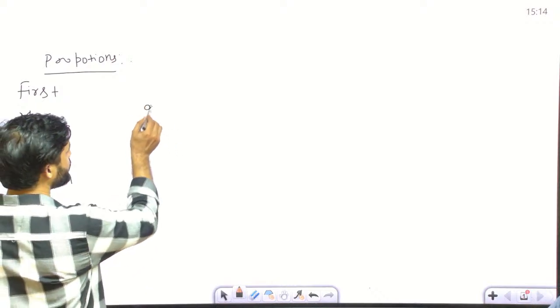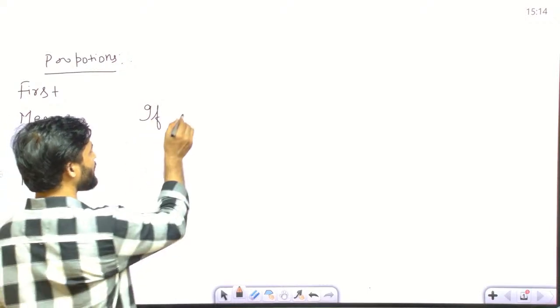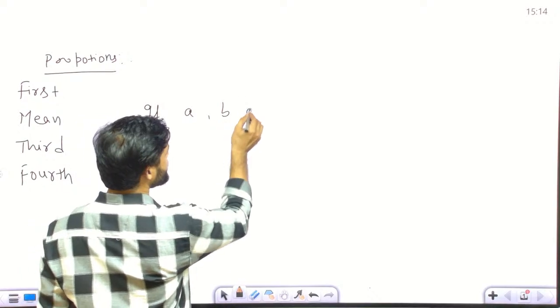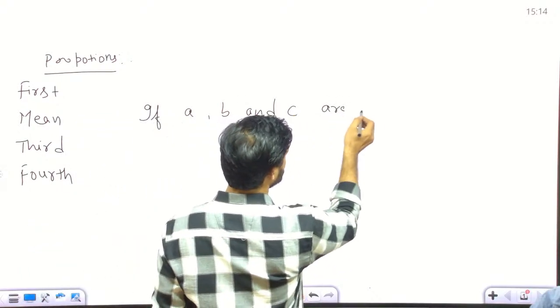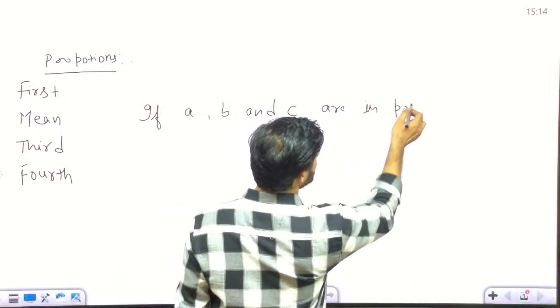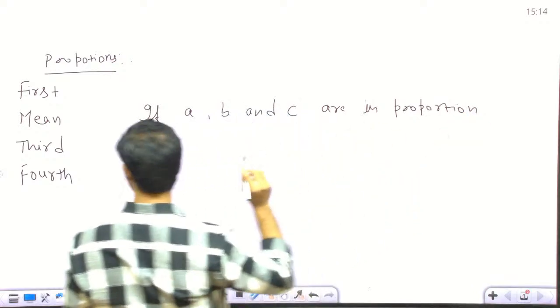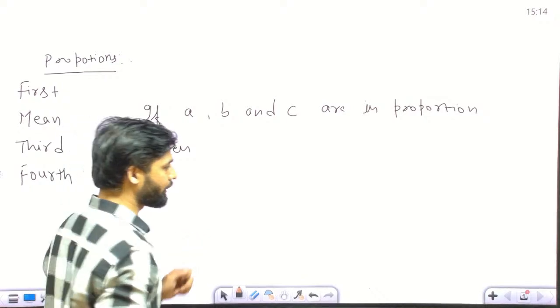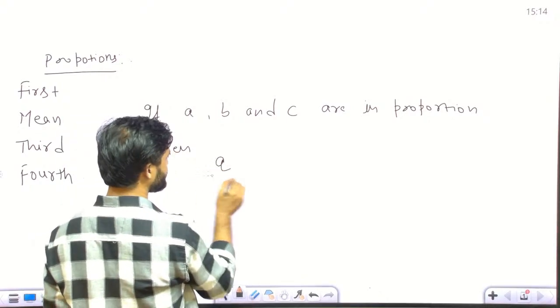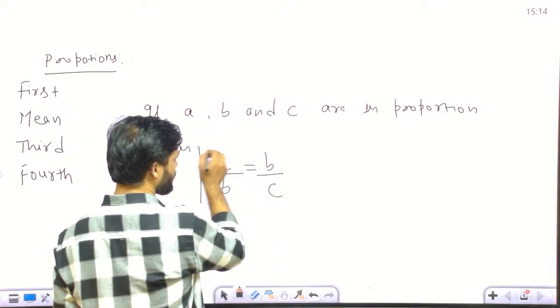If three numbers, let's take A, B and C, are in proportion, then the arrangement will be like A by B equals to B by C. Put it in a box.